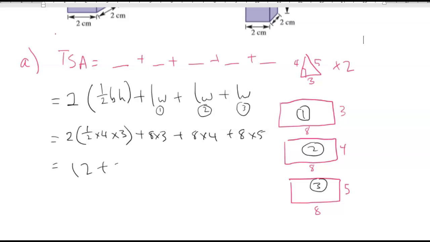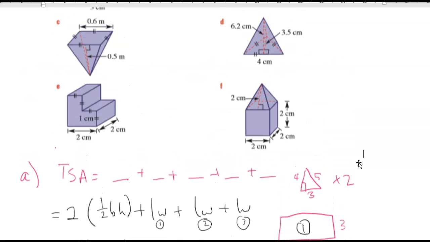8 times 3 is 24. 8 times 4 is 32. And 8 times 5 is 40. And we just need to add them all up. So 40 and 32 is 72. 92, 96, 98, 108. So we have 108 centimeters, and because we're working with surface area, centimeters squared. Okay. All right, let's look at another question.